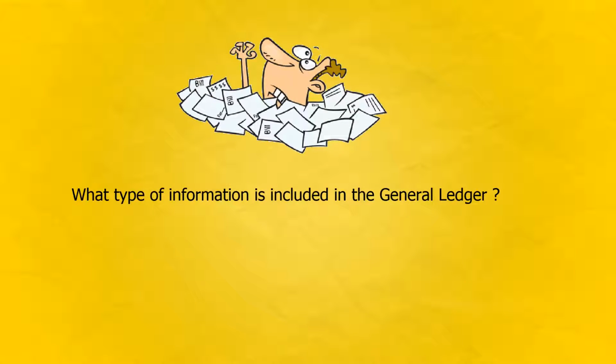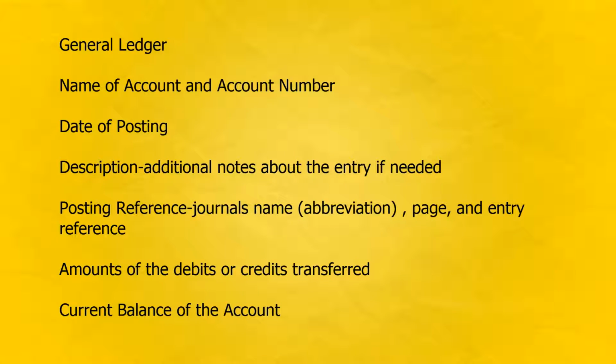What type of information is included in the general ledger? General ledger. Name of account and account number. Date of posting. Description, additional notes about the entry if needed. Posting reference, journal's name, abbreviation, page, and entry reference. Amounts of the debits or credits transferred. Current balance of the account.